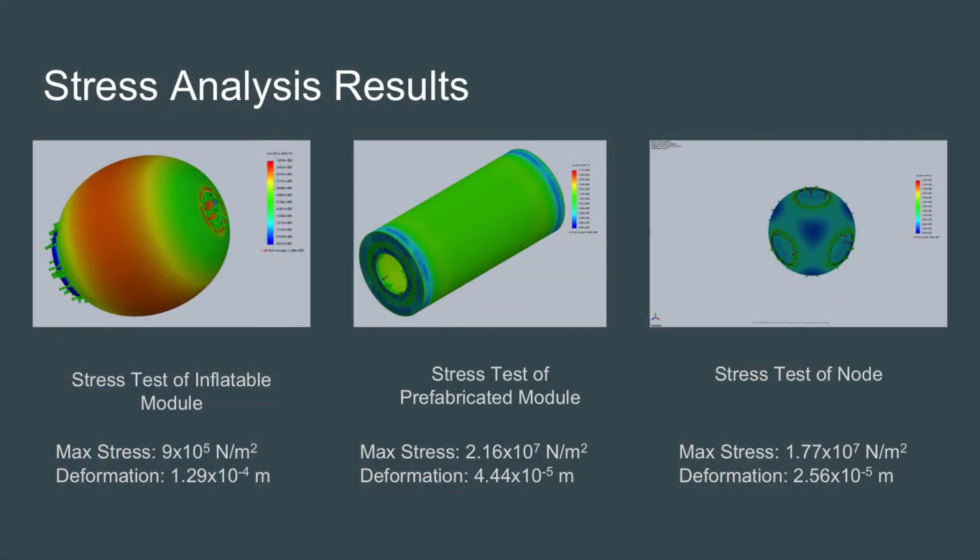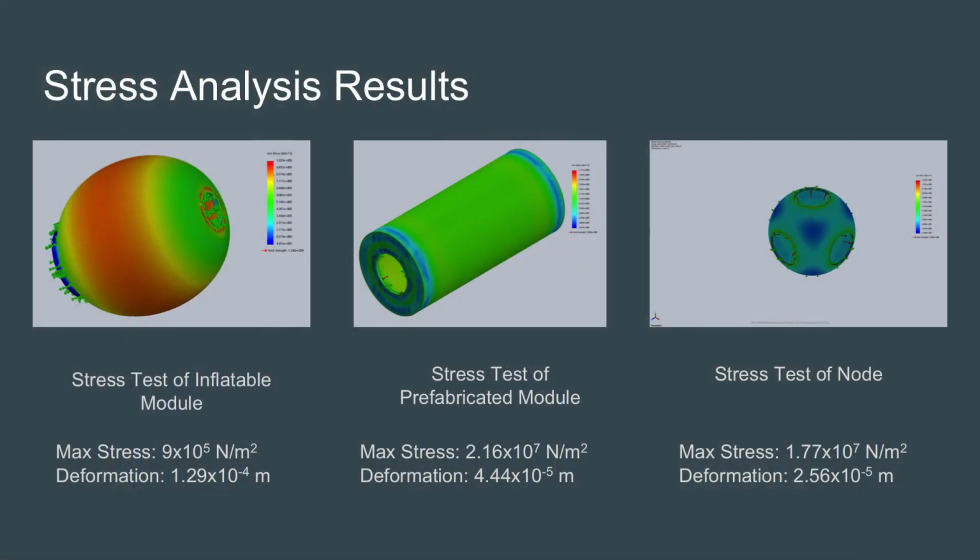So first up, we have the inflatable module here. As you can see, the stress is centered around the middle of the module. And while this may seem worrying at first, when the deformation results were further analyzed, it was found that the pressure has a really minimal effect on the structure itself. And furthermore, the inflatable module can in fact hold up to 1,000 times greater pressure than what we have tested here.